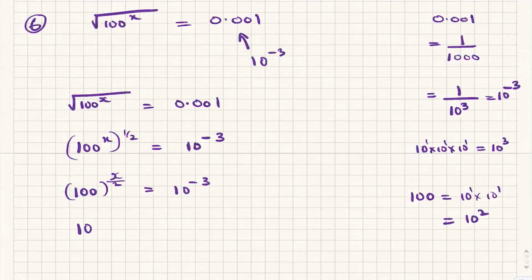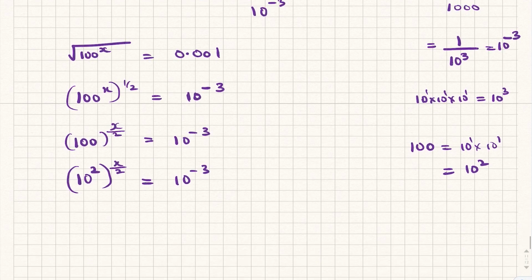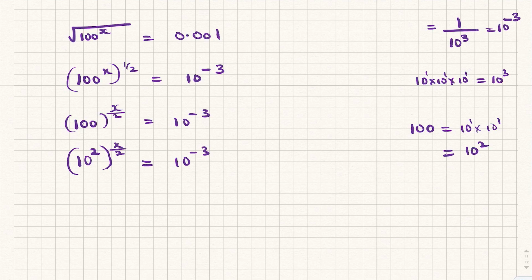We can replace 100 with 10 to the power of 2. So that will be 10 squared, all to the power of x over 2, equals 10 to the power of minus 3. Again, we need to do another multiplication of powers. So we've got 2 times x over 2, that becomes 2x over 2, and the 2s cancel each other, you get x. Better write this clearly, because the power is important. So 2x over 2, that's the power, equals 10 to the power of minus 3.